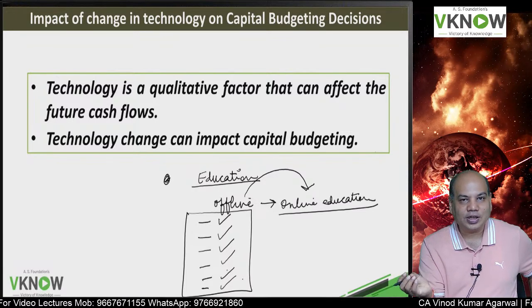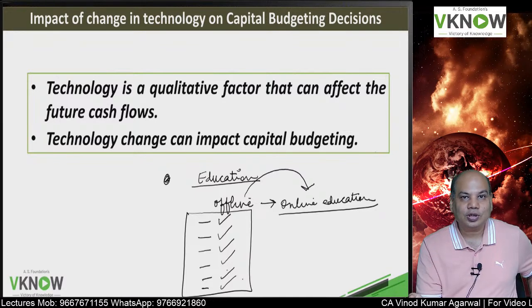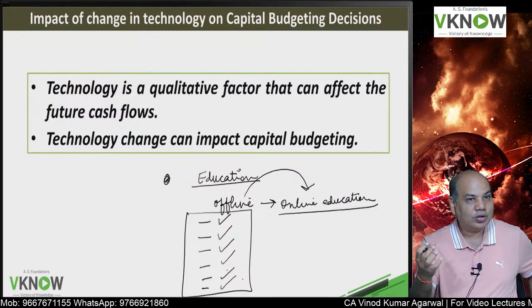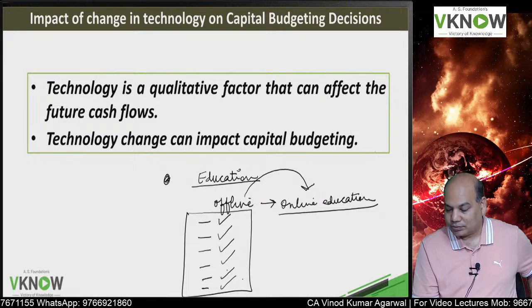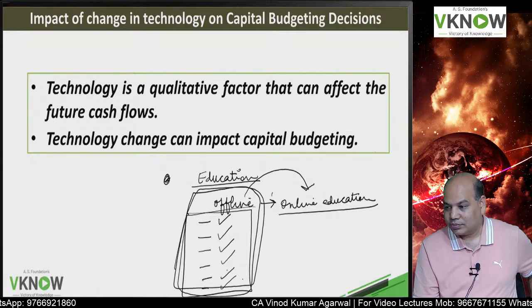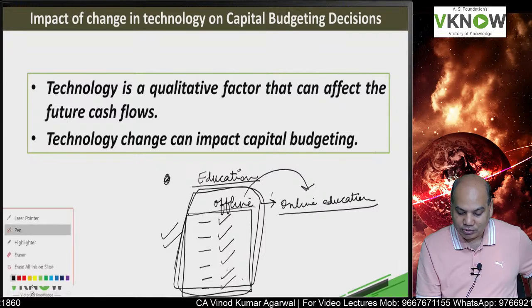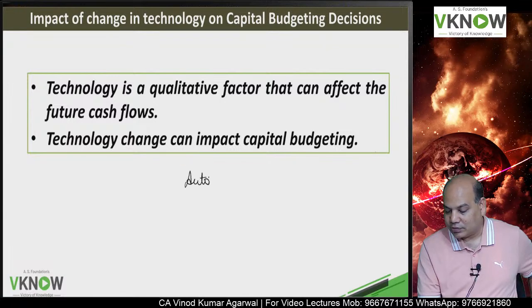Unless some practical is to be done in laboratory, you're not really required to go to colleges. Like what is happening in our current education, you are not really required to come to our classroom, okay. So this capital budgeting means all the infra that you had invested here, you will not be able to recover their cost. Technology can impact the budgeting.